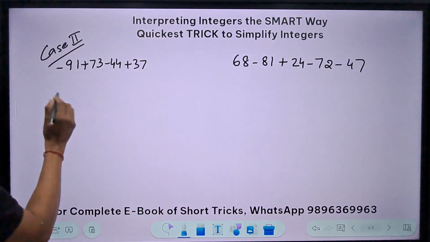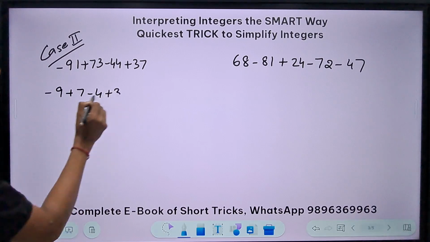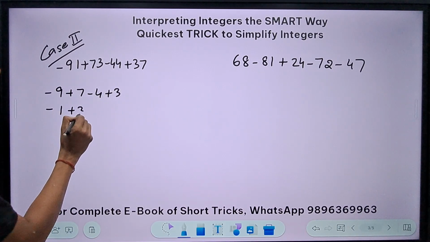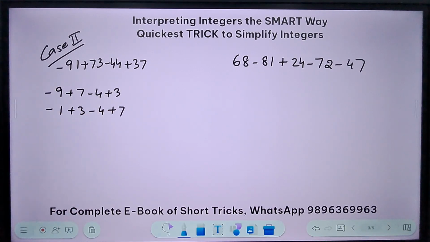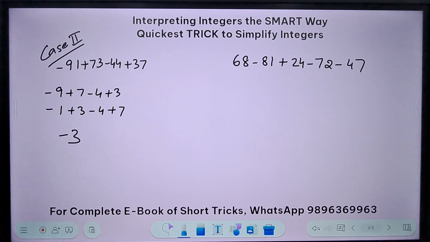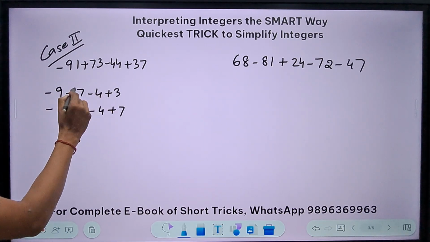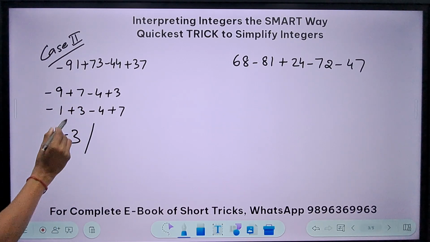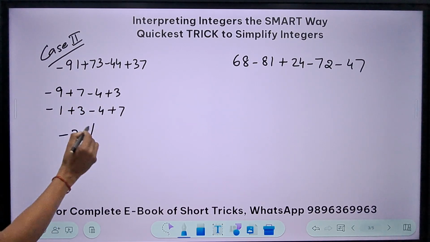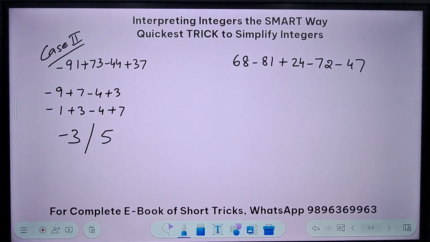I am going to do the same thing, okay? Minus 9 plus 7 minus 4 plus 3, minus 1 plus 3 minus 4 plus 7, right? So the first number reduces to minus 9 minus 13, and plus 10 is minus 3, and the second number is minus 5 and 10, 10 minus 5 is 5. So minus 3 and 5.